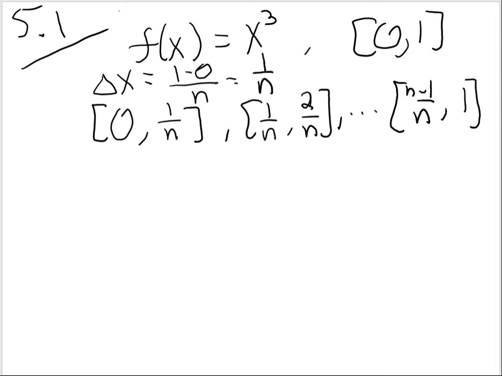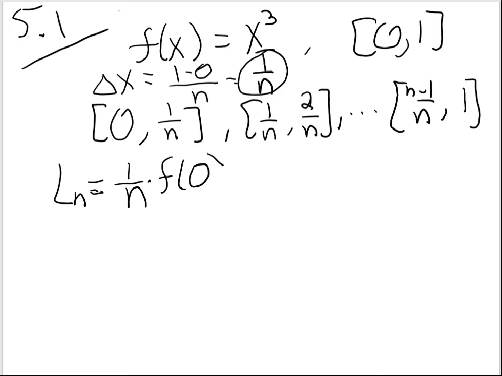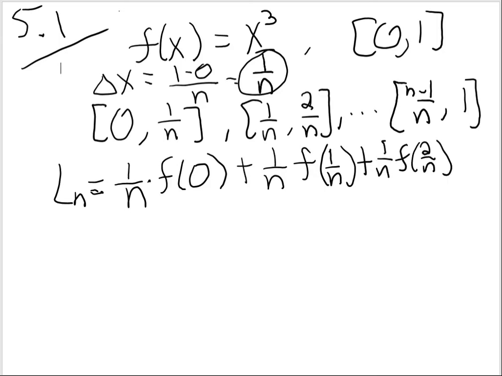Okay, so if we're doing Ln and we want to come up with a general formula for it so we could take the limit, well, it's going to be our width, so that's 1 over n, times f of our left endpoint, plus 1 over n times f of our next endpoint. And this continues all the way until we get 1 over n times f of the last left endpoint, which is n minus 1 over n.